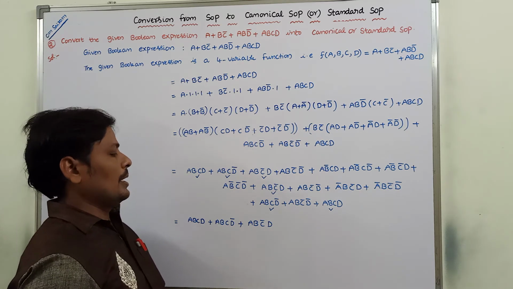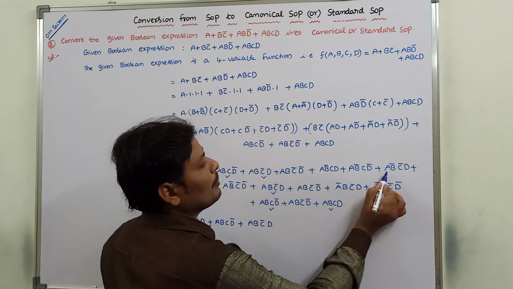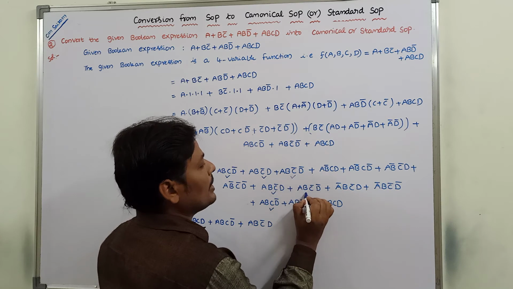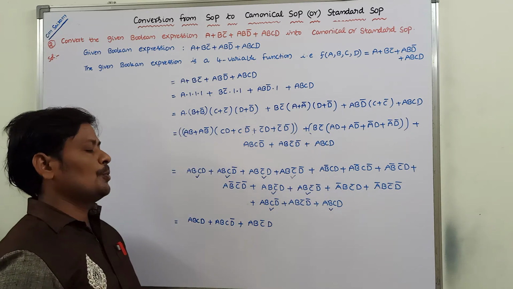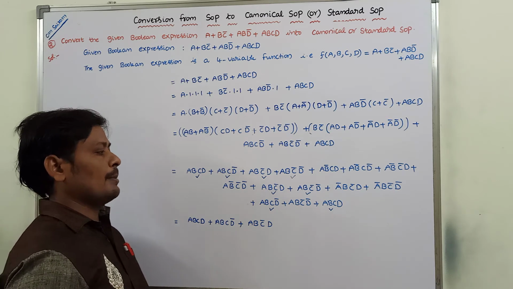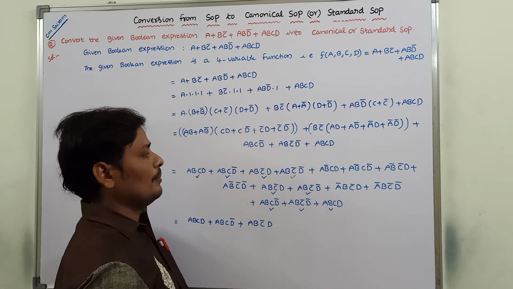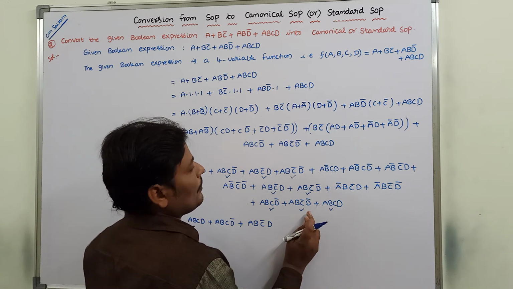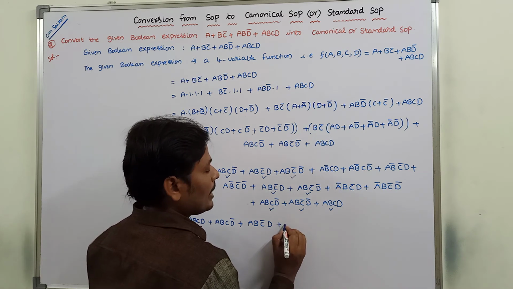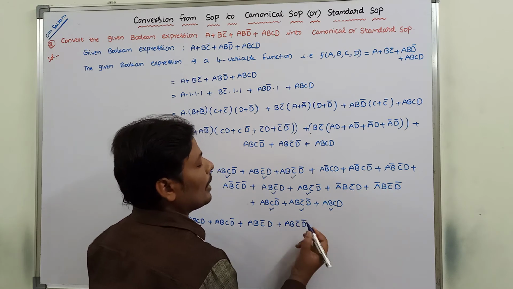Okay. Next term A, B, C bar D bar. A, B, C bar D bar. Yes, so this term is repeated two times. We can write only one time. Here also there, A, B, C bar D bar. So two times it is removed and only one time we are writing A, B, C bar D bar.